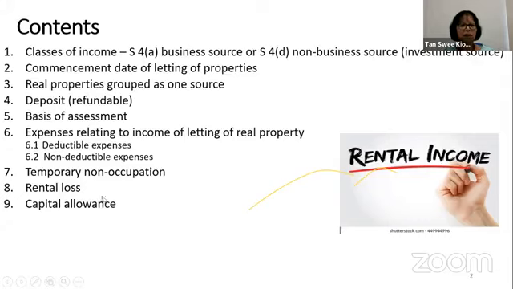Lastly, I will look into the capital allowance. It means that when the landlord purchases furniture and fittings, aircon, because it provides a fully furnished house, can the expenses incurred to purchase aircon and furniture and fittings be offset against the rental income? So I will look into these 9 areas.